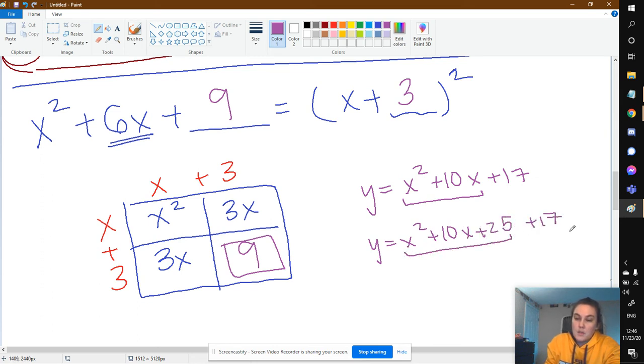Copy down the 17. And then this is a preview. If this doesn't make sense, we're gonna have to do this in the next video. So this is just a preview, but this is when we're gonna use this skill. We're gonna complete the square on this part, knowing that it's 25, and then we're gonna subtract 25 from the back to balance it out.